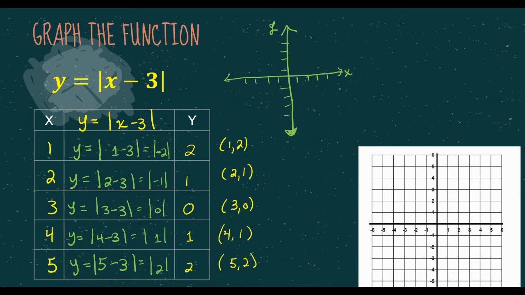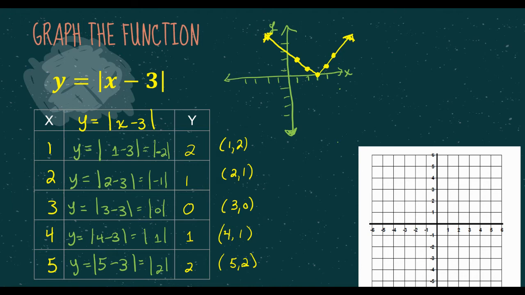Okay, so if you put those on the graph, it would be over 1 up 2, over 2 up 1, over 3, don't go up, over 4 up 1, over 5. It's a funny looking 2 down there. There we go. Over 5 up 2, and there we go. We have our V-shaped graph. My one dot is a little bit off there. There we go. Put arrows on the end, and we have our V-shaped graph.